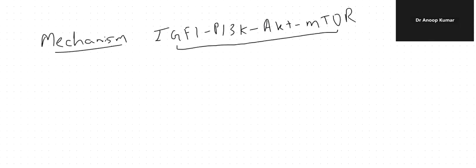So why are we writing like this? क्योंकि सबसे पहले ये, फिर इसके बाद ये एक्टिवेट होगा, फिर इसके बाद ये, इसके बाद ये, and then it results in increase in the protein synthesis. So IGF-1 is insulin growth factor. What is IGF-1? It is insulin growth factor, and it's a potent anabolic factor, right? It's produced by the liver.